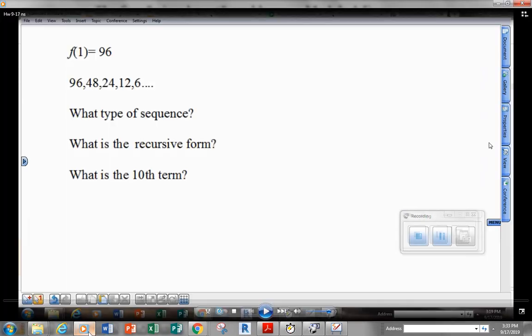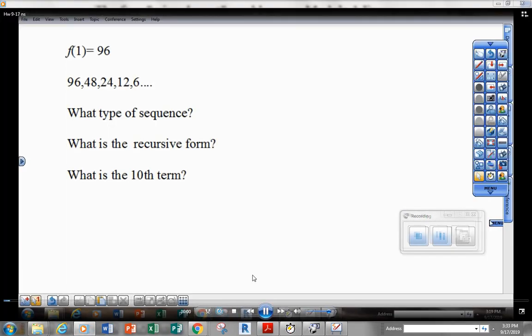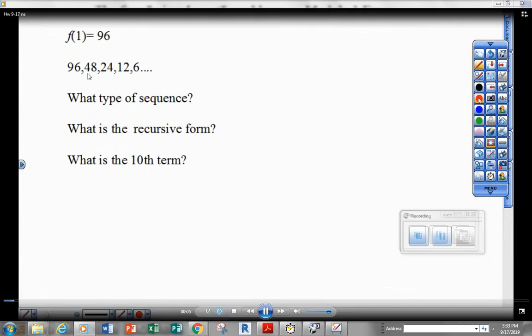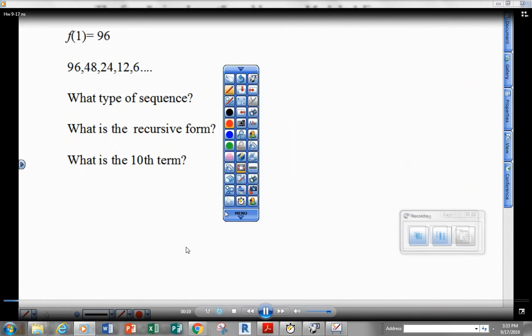So here we go. First problem is the geometric one, where I need you to see that I am dividing by 2 as I go down this sequence, dividing by 2, dividing by 2. But remember, we never show dividing by 2 in these recursive forms or these sequences. We show dividing by 2 as multiplying by the reciprocal of 2, multiplying by 1/2, by 1/2, by 1/2. As soon as I see I'm timesing by 1/2, automatically I know it's geometric.